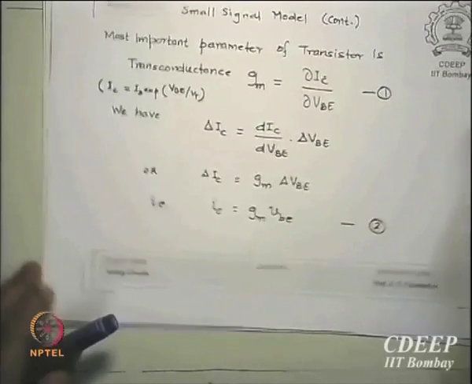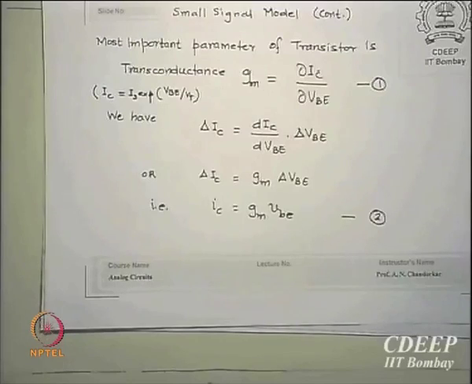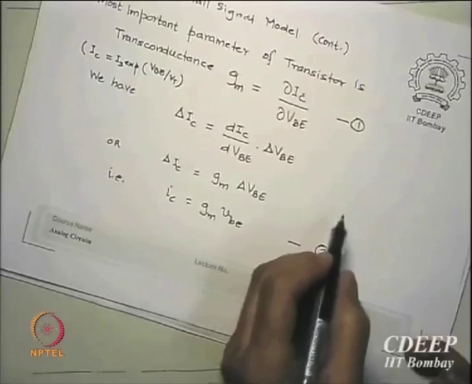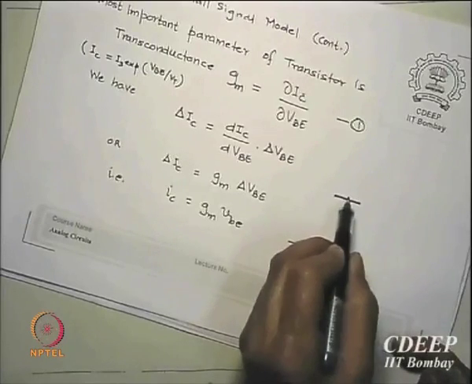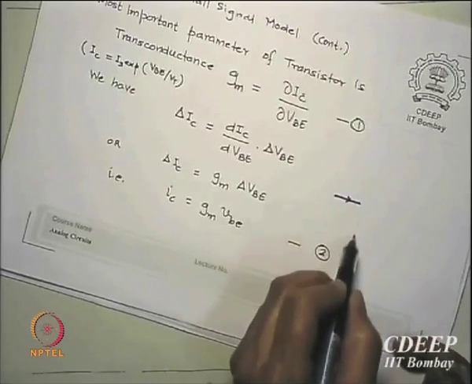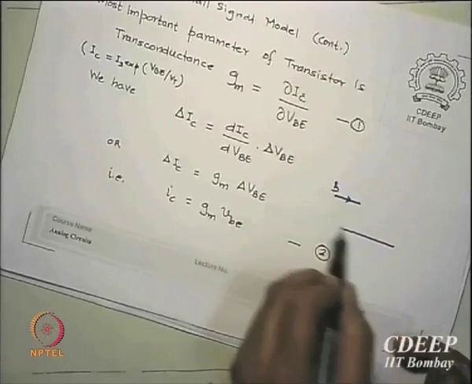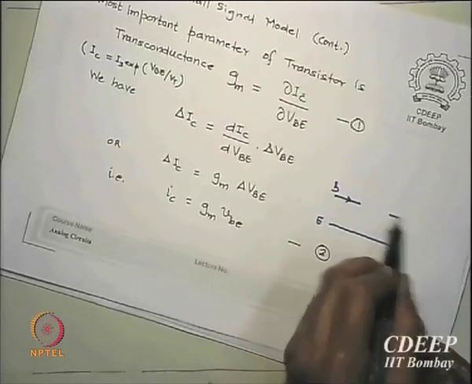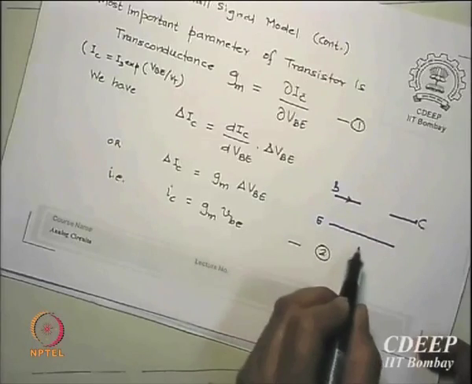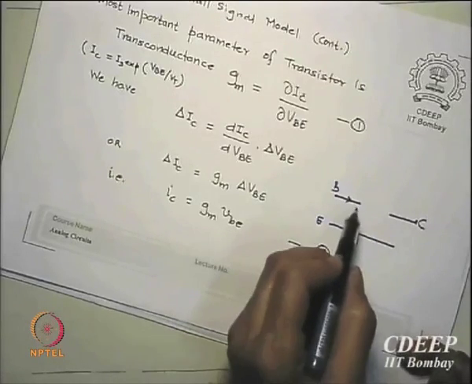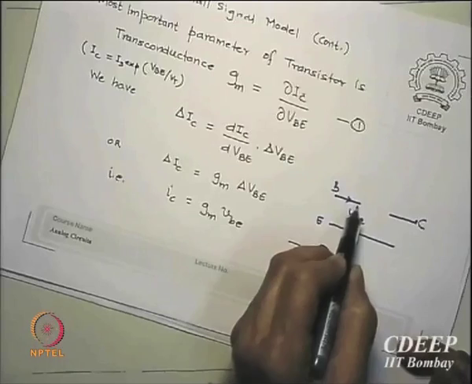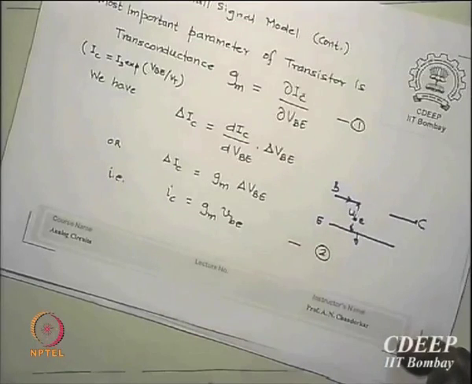Okay, we may draw a little figure here. I am a left-hander and it becomes difficult for me to keep doing like this. So, if this is your base junction, this is your emitter, this is your collector, let us say I am grounding this. So, the AC voltage here is VBE, okay.